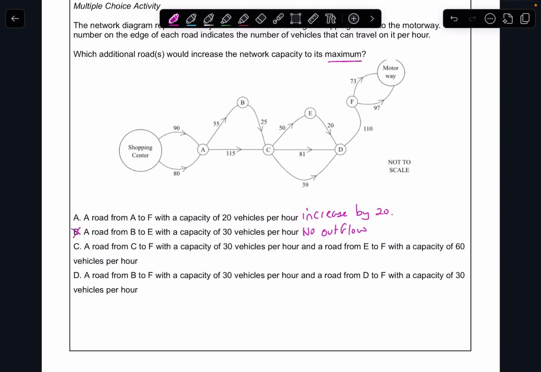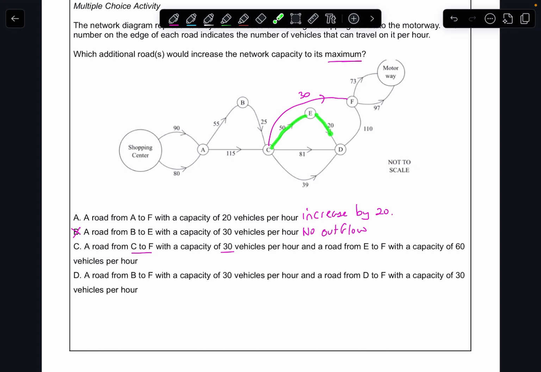First one might be it though. A road from C to F, with a capacity of 30. So we'll see if that works. So let's have a look. We've got 25 coming in and 115. So 25 plus 115 gives us 140. What have we got coming out?